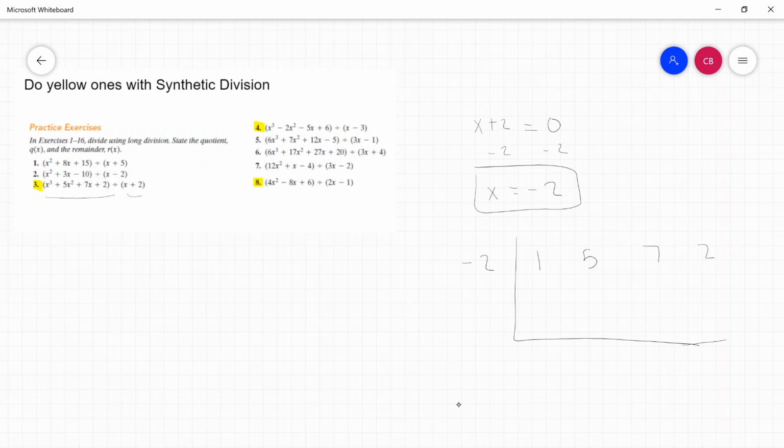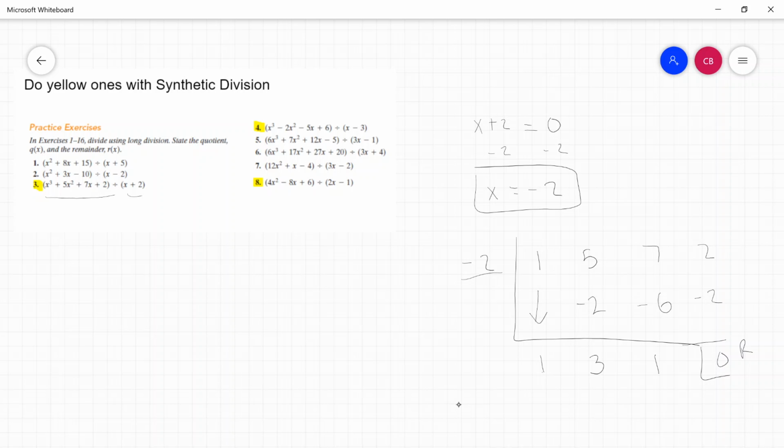Okay, now to conduct synthetic division, the first thing you do is you drop the first one down. Just come straight down. Now we're going to multiply this to that, and we're going to put that number under the 5. So negative 2 times 1 is negative 2. And now we're simply going to add these together. 5 minus 2 is 3. Negative 2 times 3, negative 6. 7 minus 6, 1. Negative 2 times 1, negative 2, and 0. This is your remainder. The last one's always your remainder.